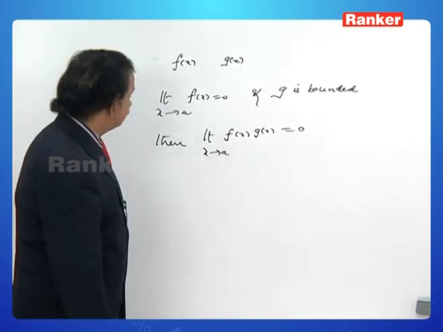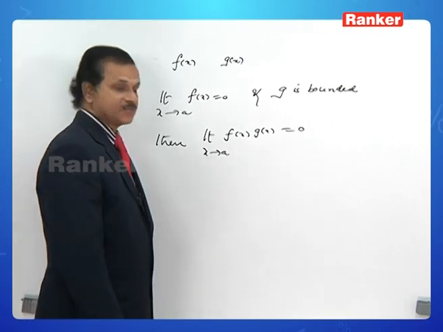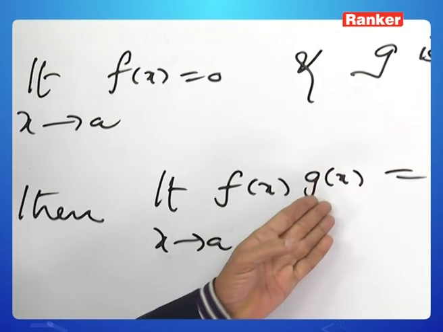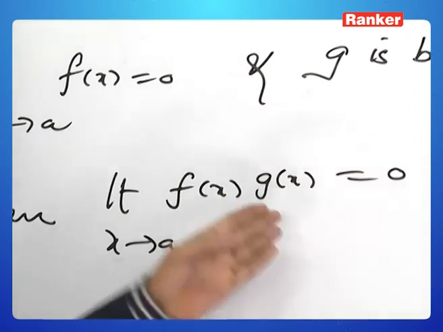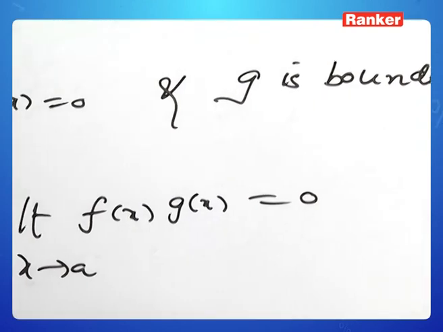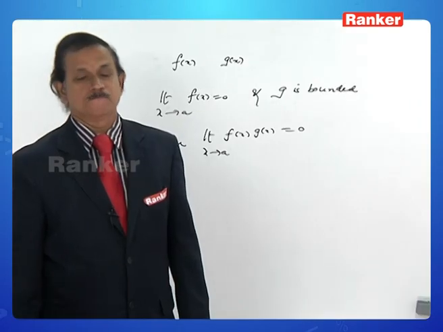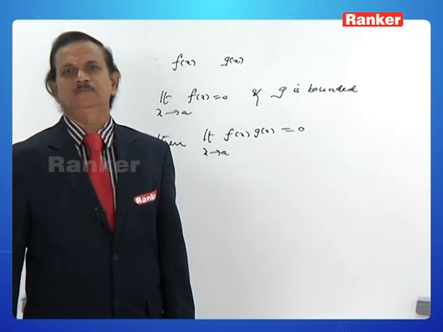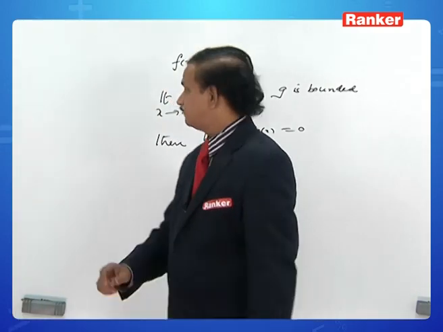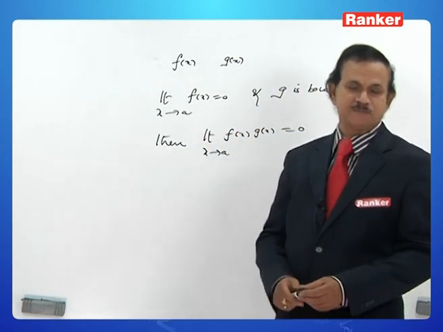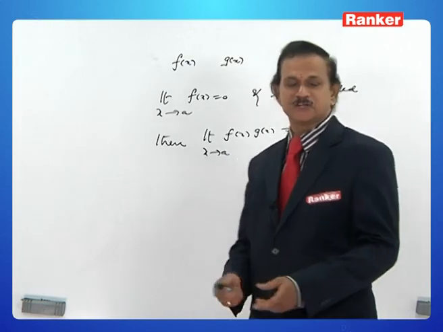You observe here, the limit as x tends to a of f of x into g of x. Whether the limit of g of x as x tends to a exists or not, we are not concerned about that immediately. What must we have? g must be bounded. The second function, that is g of x, must be a bounded function. Let us recollect the knowledge of a bounded function. When can you say that a function is bounded?